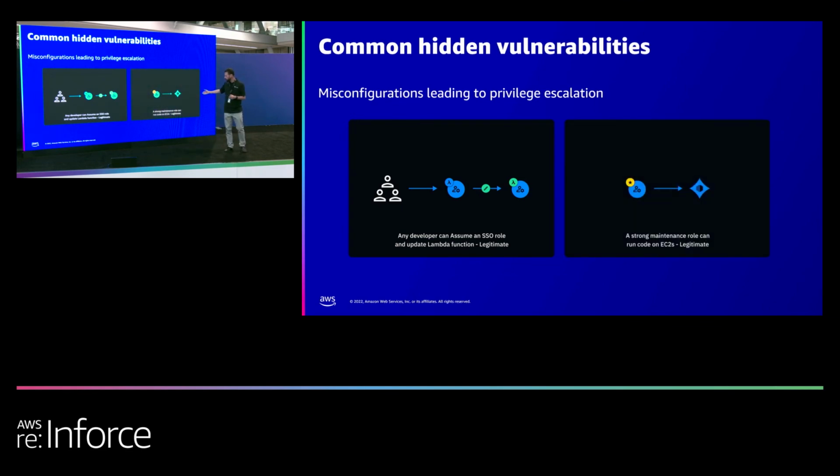On the other side, they also had an approved strong role that was used for maintenance, that using Systems Manager was able to execute code on various environments. What they didn't realize is that a developer can now modify the Lambda function to assume that strong maintenance role and create an escalation path all the way towards the critical assets. So any developer has access to all of the production EC2s and can execute code on them, and that was unintended.